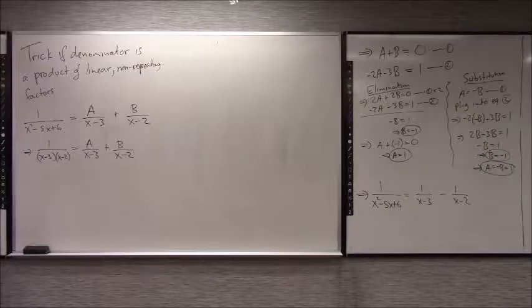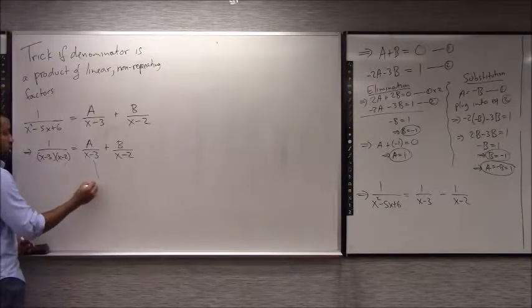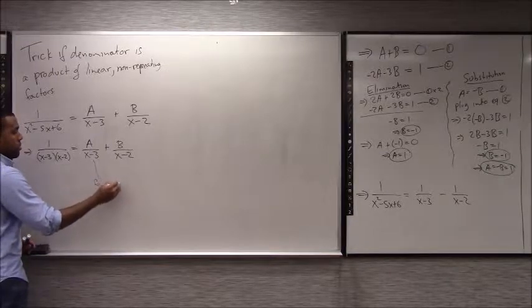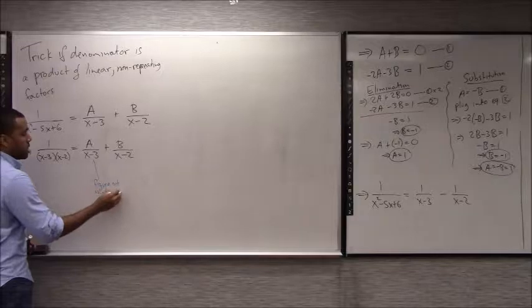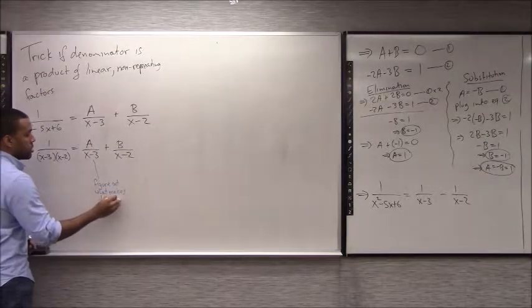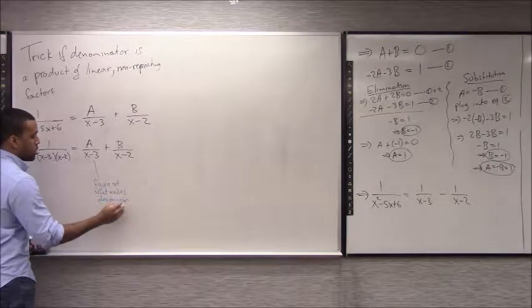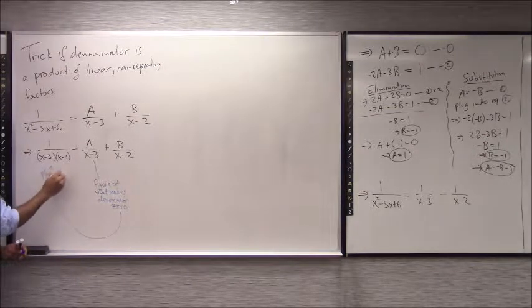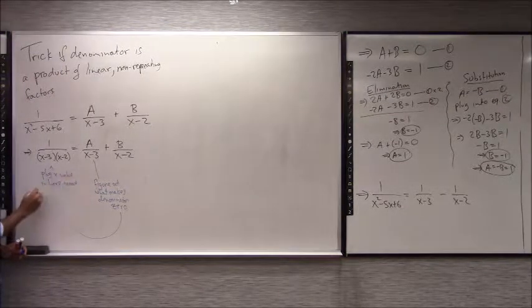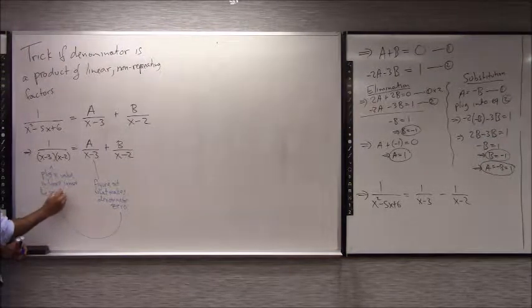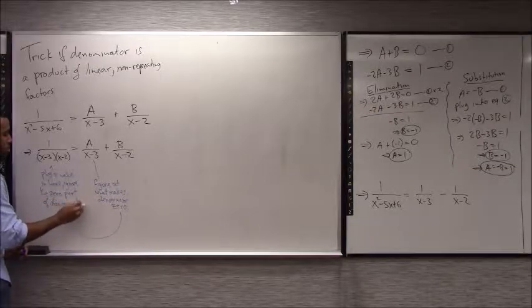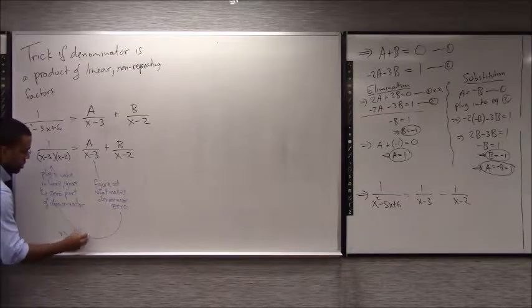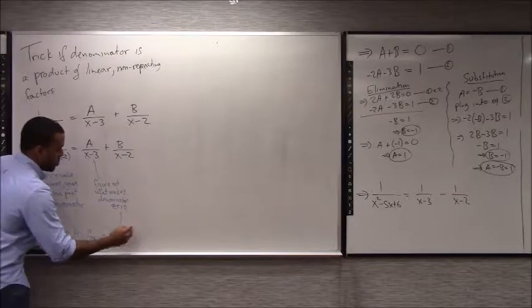So here's how it would go for each factor. Figure out what makes the denominator 0. And then you're going to plug that x value in here. Ignore the 0 part of the denominator. You do this for each fraction.